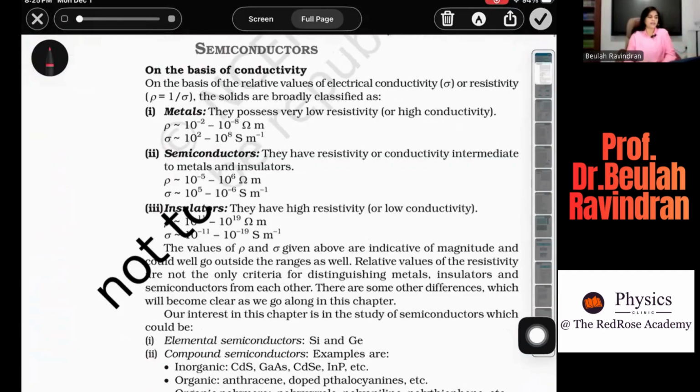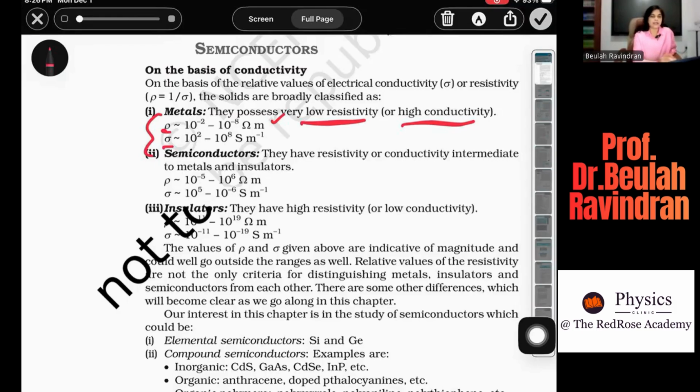The resistivity is given. Okay, so metals are specified to conduct freely. So metals are good conductors of heat and electricity. So they have high conductivity and very low resistivity. So resistivity for the metals is given. What is this rho? Rho is the resistivity, sigma is the conductivity. Okay, so rho is given the value 10 power minus 2 to 10 power minus 8 ohm meter.